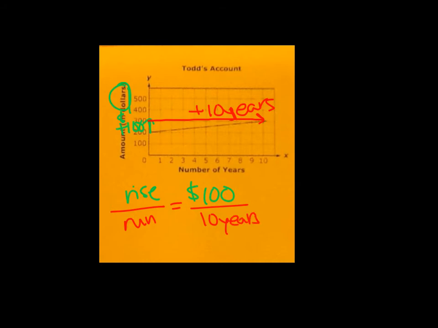And if I want to figure out the unit rate, so like 1 year, we could divide the top and bottom by 10, because they both can be divided by 10, and we'll get $10 of money accrued in interest per 1 year. Sweet. Awesome. Great, Todd. Good investing. It's actually a better bank account than what I have.